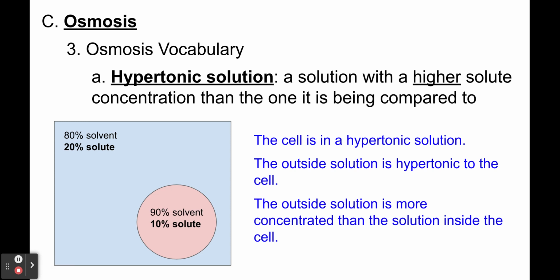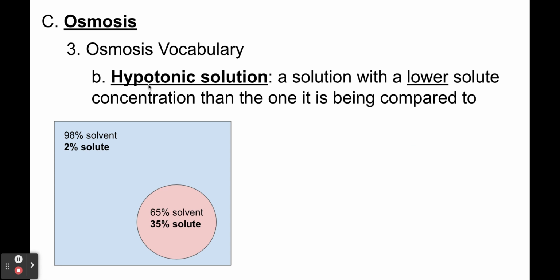So what if the opposite is true? What if there's a lower solute concentration outside the cell? Well, then we're looking at lowercase b, hypotonic solution. A hypotonic solution is a solution with a lower solute concentration than the one it's being compared to. So this is the opposite of hypertonic. I would say in this situation, the cell is in a hypotonic solution.